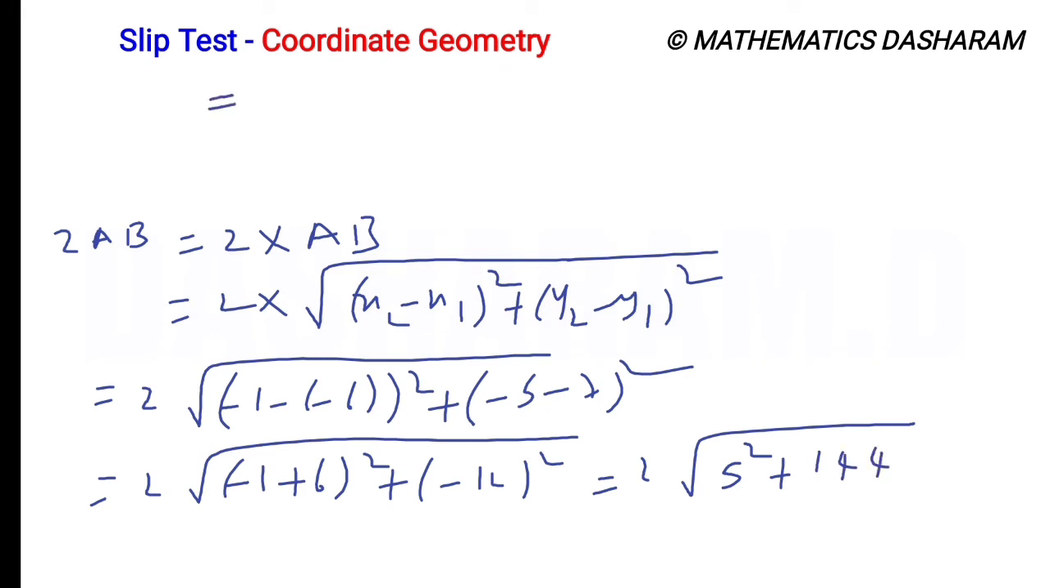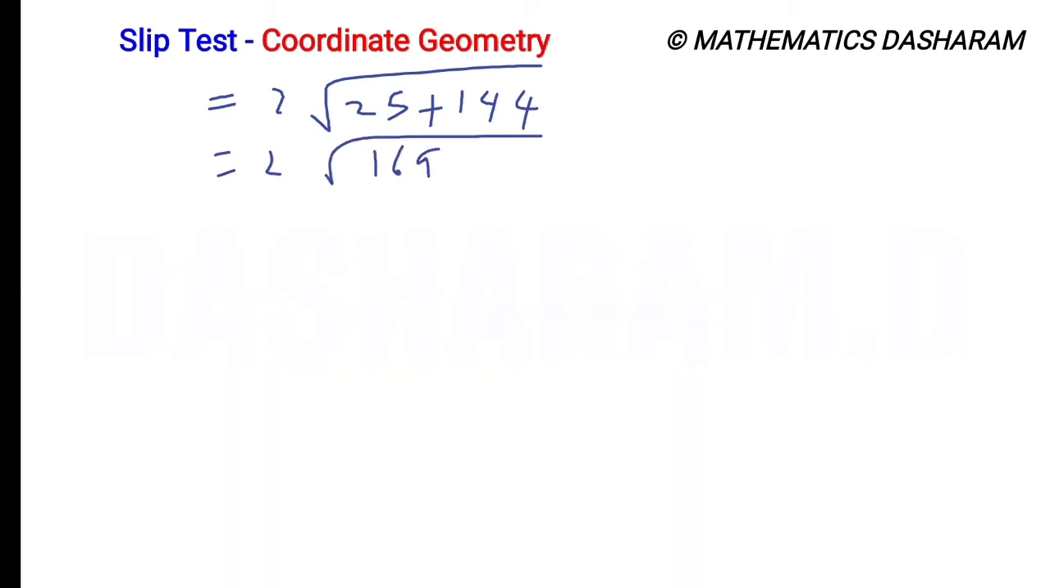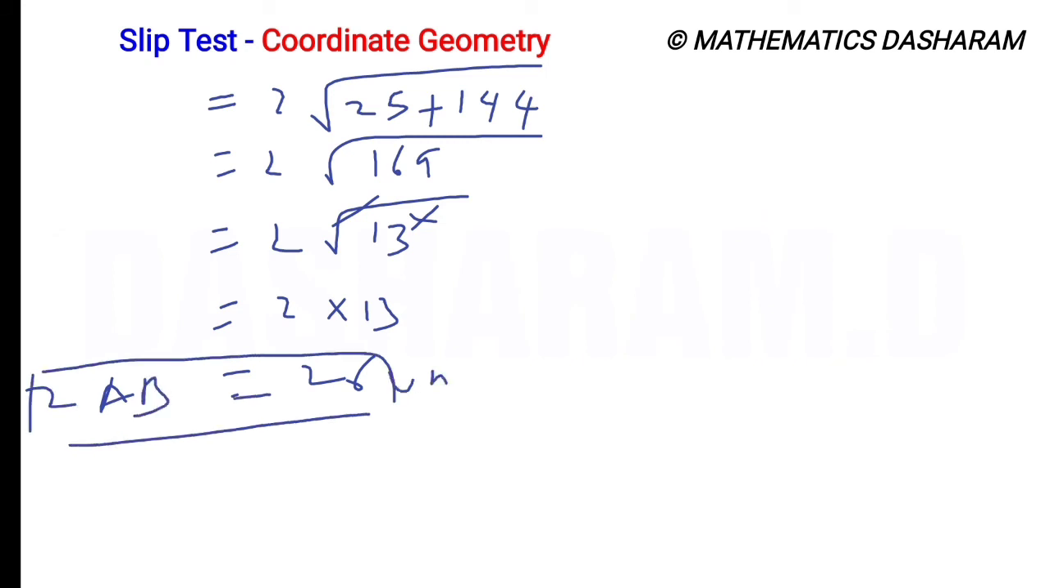Then it is equals to 2 into under root 5 square is 25 plus 144. So 2 into under root 25 plus 144 is 169. So 2 into under root 169, 13 square. So the square root cancels, 2 into 13, it is equals to 26. So 2 into AB value is 26 units.